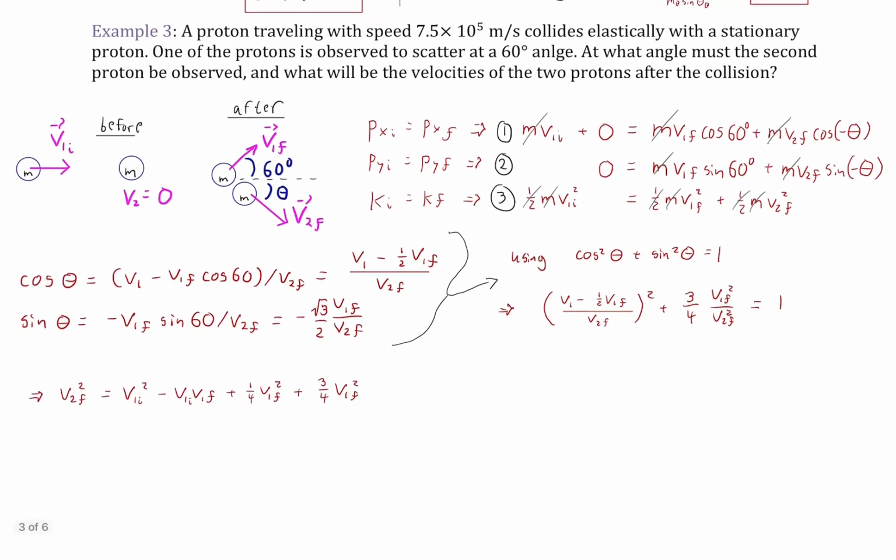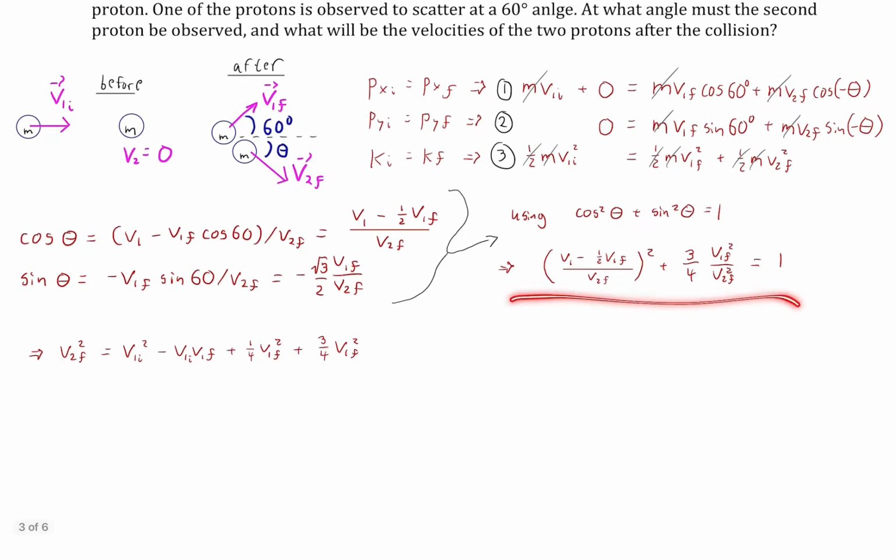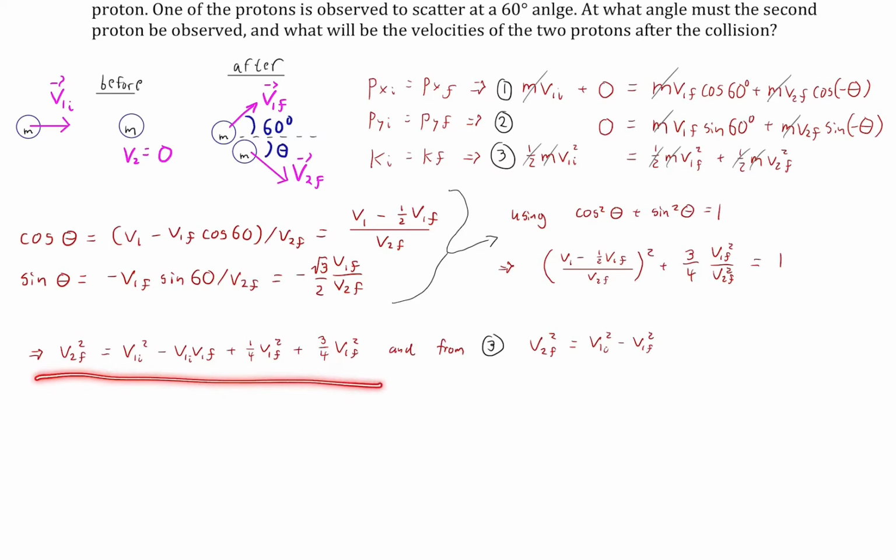What's nice about that is then I'm just going to continue to clean up this expression that came from trig, which came from solving for the two expressions of cosine theta and sine theta, my one unknown angle. And then I'm going to turn it into this. So I'm going to get to this point where I've cleaned up the expression a bit, and then I'm going to notice that I know from kinetic energy that V2 final squared equals V1 initial squared minus V1 final squared.